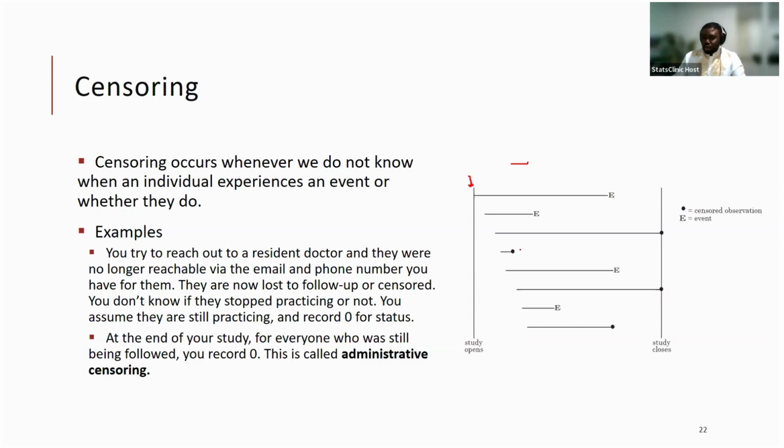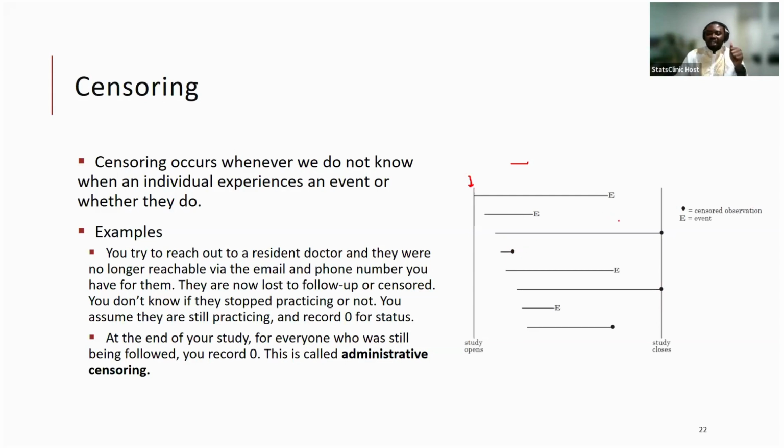That person, you do not know whether they experienced the event, right? And so you record 0 for them. But because you don't know whether they experienced the event or not, this is called censoring. Because you don't know whether they experienced the event or not, this is called what? Censoring.